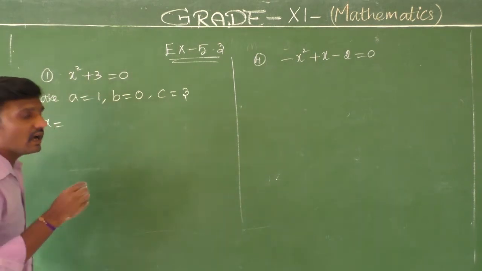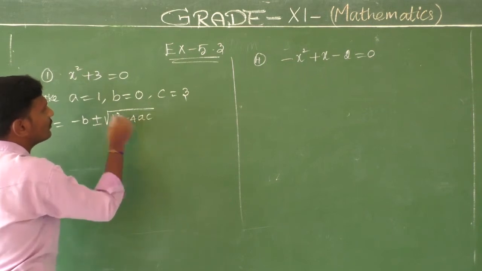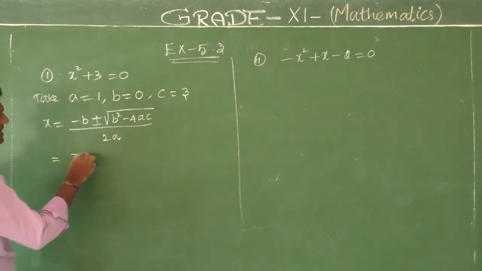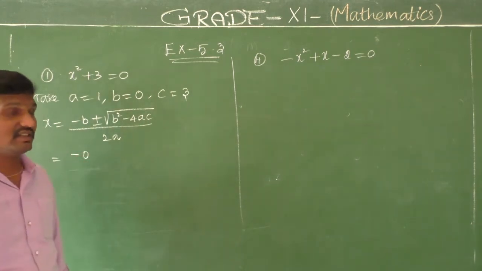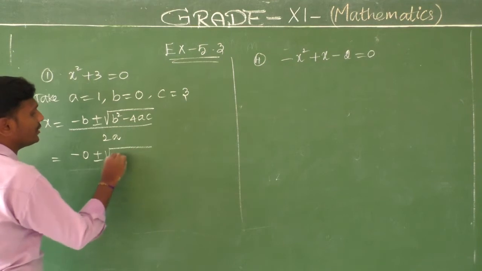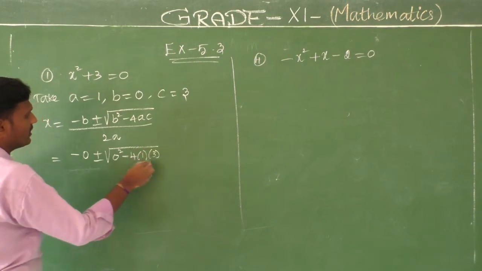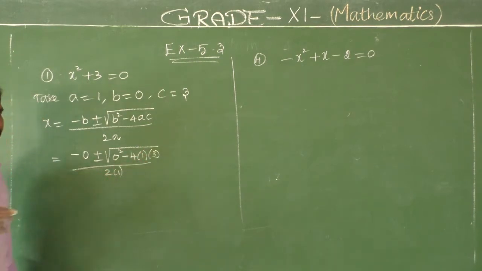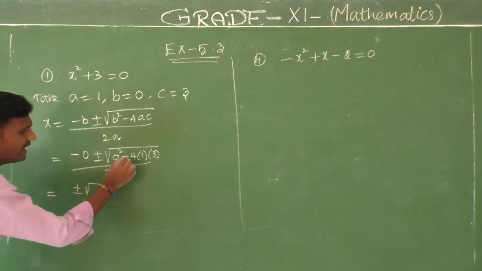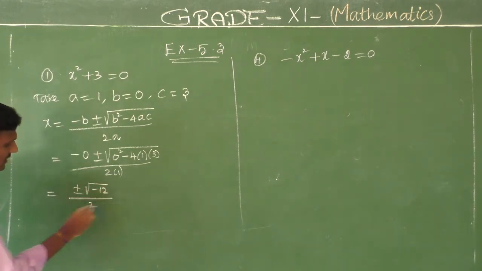What is the quadratic formula? Minus b plus or minus square root of b square minus 4ac, the whole divided by 2a. So minus b means minus 0. Zero doesn't have plus and minus signs at all, but as per the formula, I am substituting. So plus or minus square root of 0 square minus 4 into a value 1 and c value 3, the whole divided by 2 into 1. Now minus 0 is omitted. Then plus or minus square root of 0 square, 0, minus 4 threes are 12, so minus 12, the whole divided by 2.